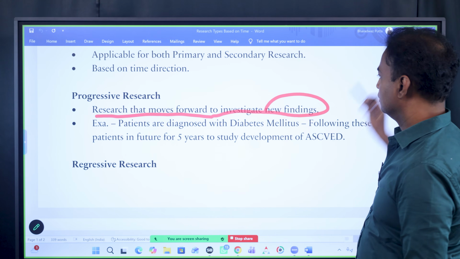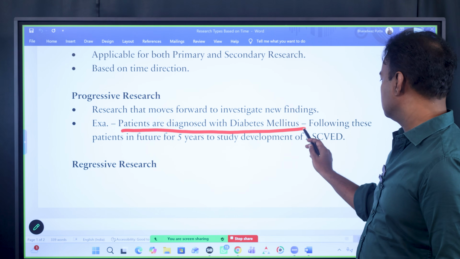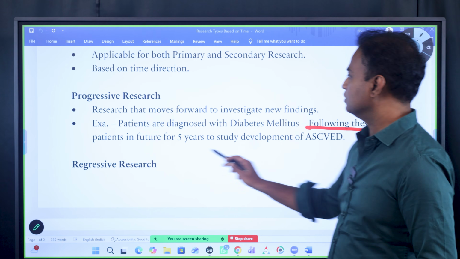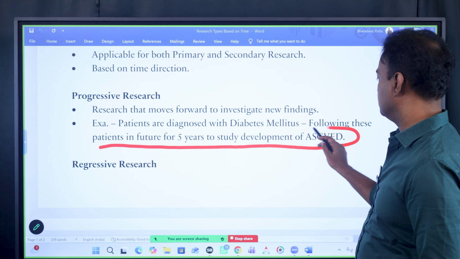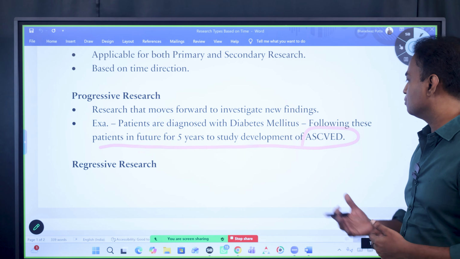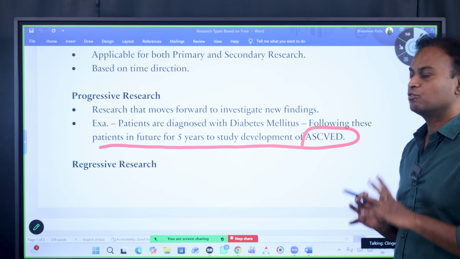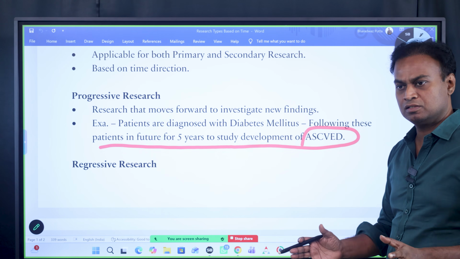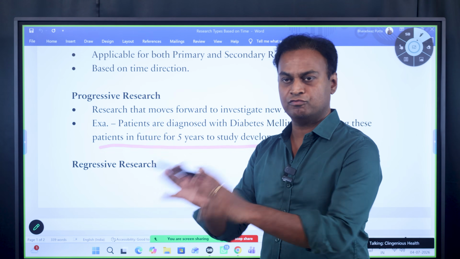What is the example? Patients are diagnosed with diabetes mellitus. Following these patients in future for 5 years to study the development of ASCVD. ASCVD is atherosclerotic cardiovascular disease. You have diabetes patients and you are following them for 5 years to check whether they are developing ASCVD or not. That is moving forward.